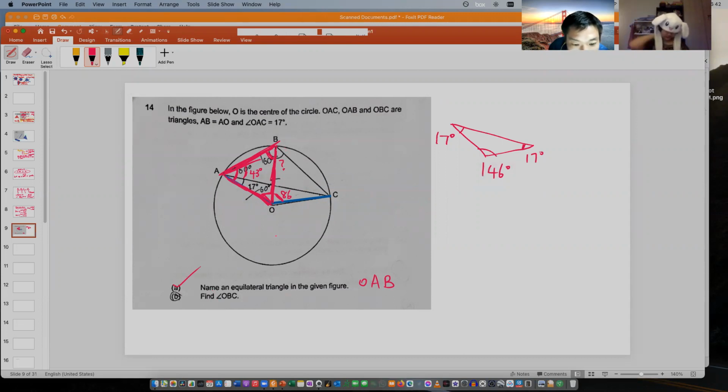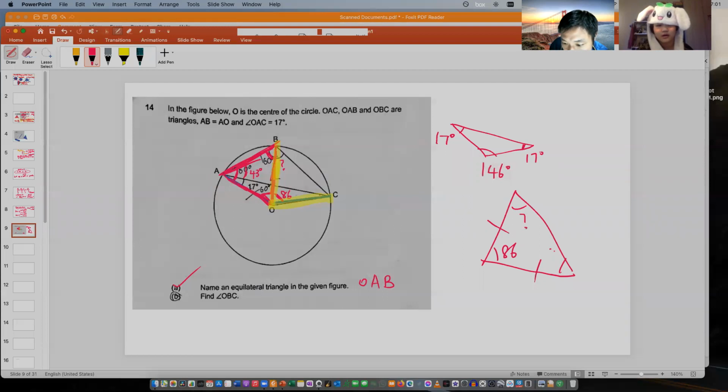Okay. But can I ask, can you not see that you have the radius here? So that means if you have the radius, now you know, so you extract it out. This is 86. Then of course you can find these two, right?